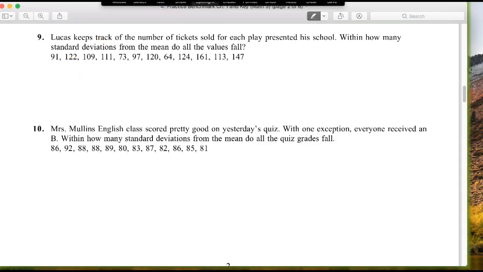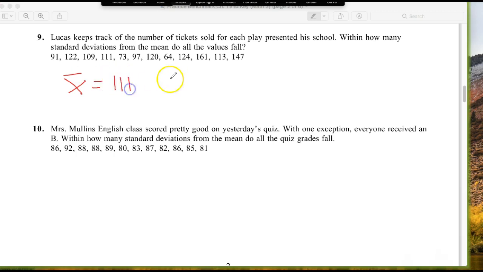So my mean was, I still have it open in another window over here, 111. My variance was 765.8, about, and my standard deviation is going to be 27.67. We'll do 27.7. So if I want to know, let me get a little line out. Hold on.